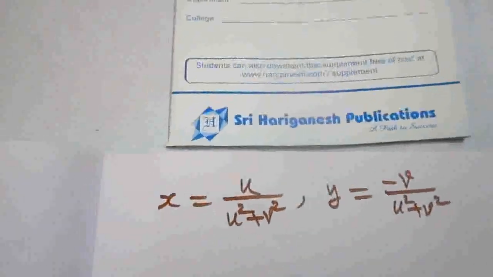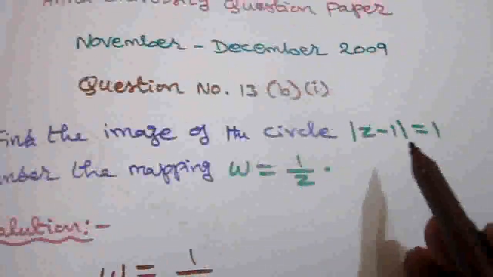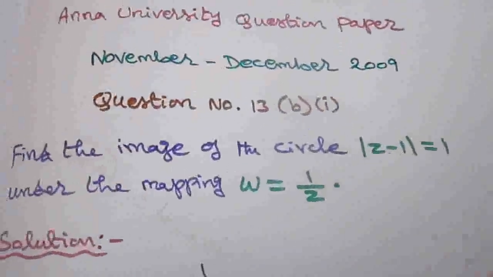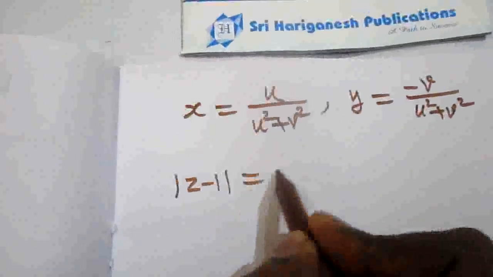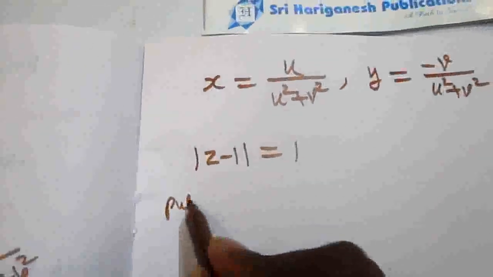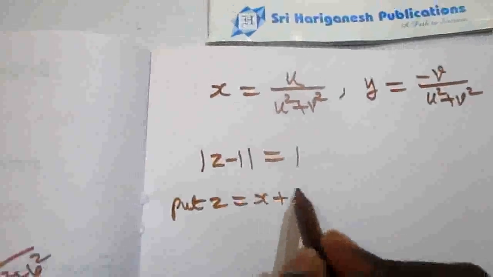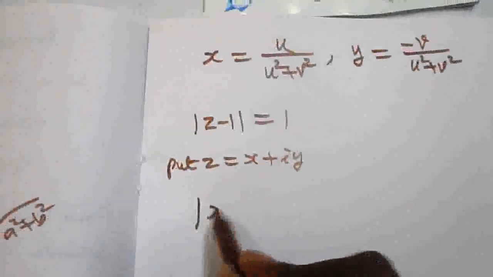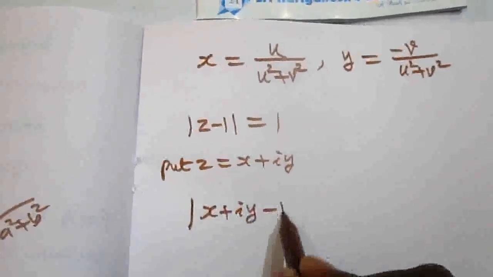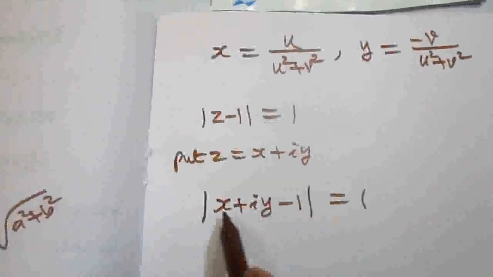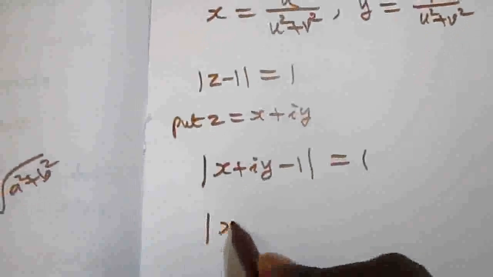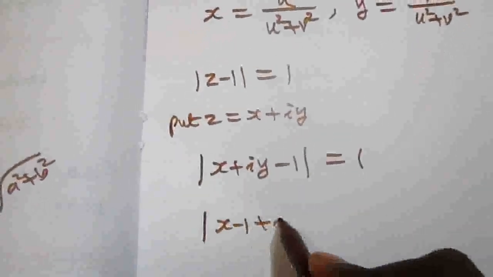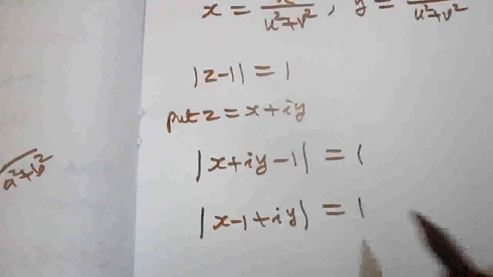After that, I am going to take the given circle. The given circle is in the z plane, mod z minus 1 equal to 1. Here put z equal to x plus iy. So now modulus of x plus iy minus 1 equal to 1, because z equal to x plus iy. Now I am going to collect the real terms first. x minus 1 is the real term, plus iy, is equal to 1.